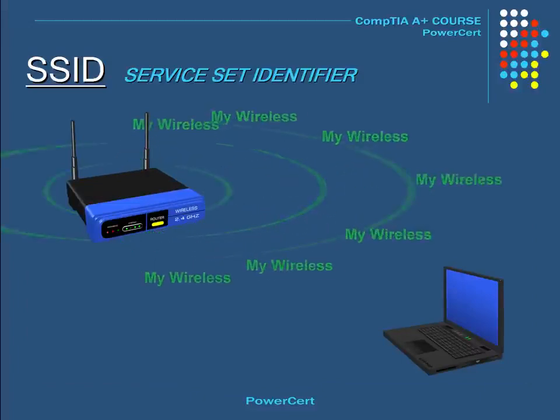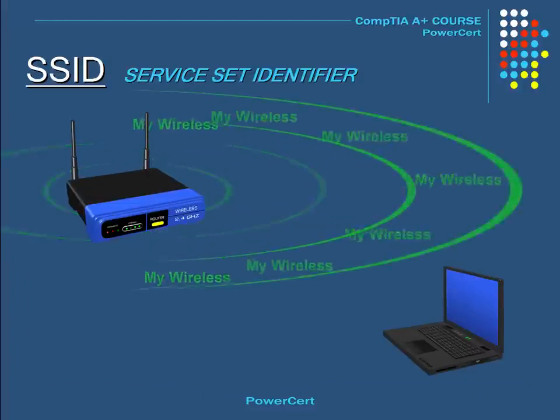So as an example, when a wireless laptop scans for wireless networks to join in the vicinity of this router, the laptop will see the router's SSID broadcast called My Wireless, and if it has the proper credentials, it can join the network.